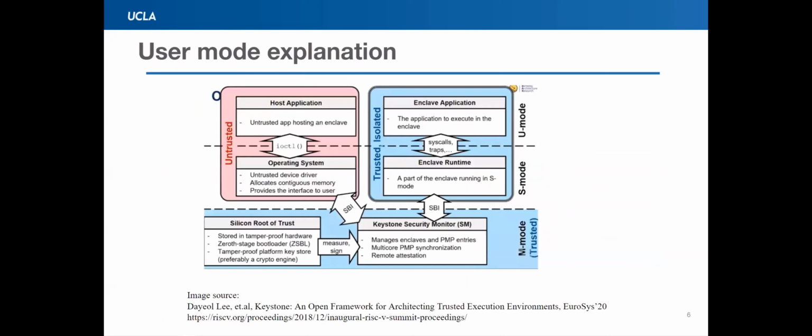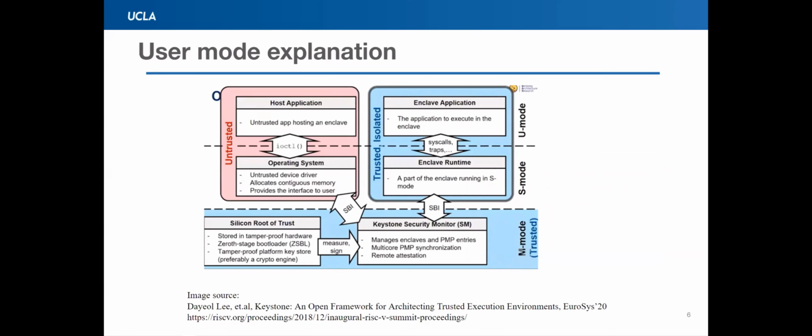For the overview of Keystone, it has three privilege modes. Keystone Security Monitor mode is the core part. It manages enclaves and the physical memory protection entries. It also synchronizes physical memory protection configuration over multiple cores. It also handles remote attestation.